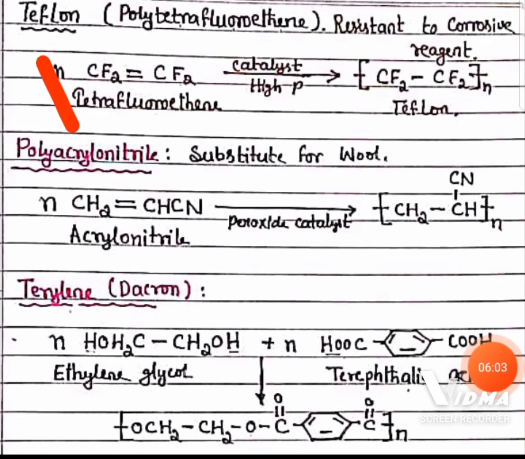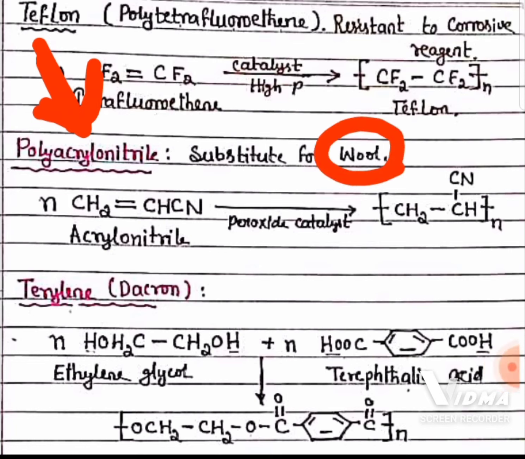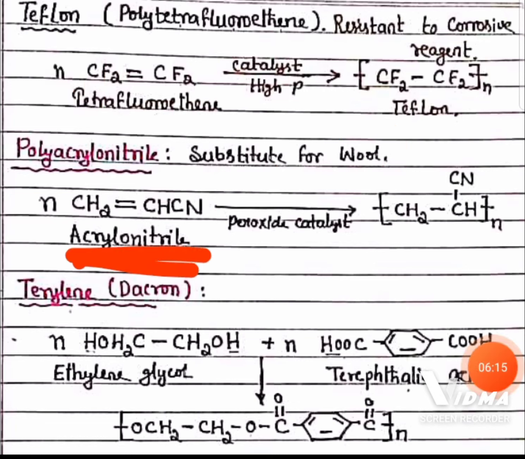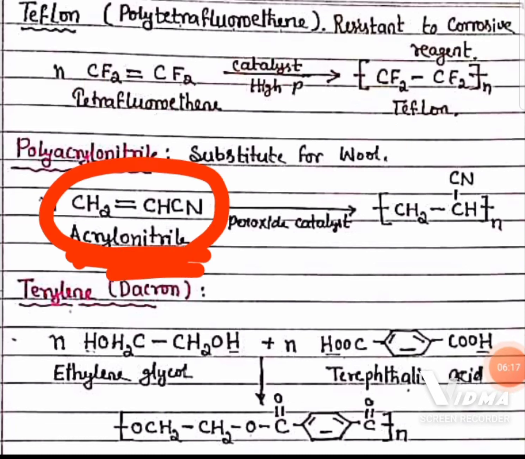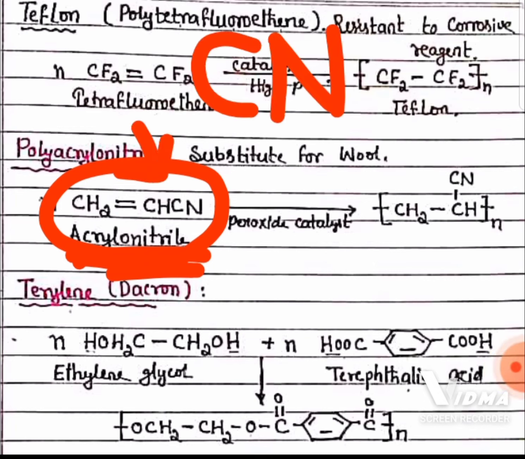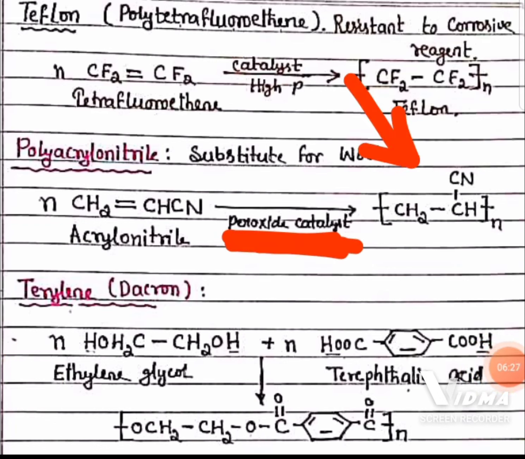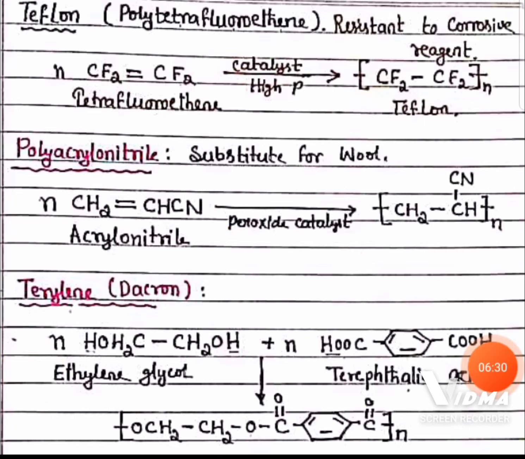Then polyacrylonitrile, another important polymer. It's a substitute for wool. The monomer for this polymer is acrylonitrile. Here, one hydrogen atom of ethene has been replaced by a CN group. Acrylonitrile, under a peroxide catalyst, undergoes repeated addition to form polyacrylonitrile, which is a substitute for wool.